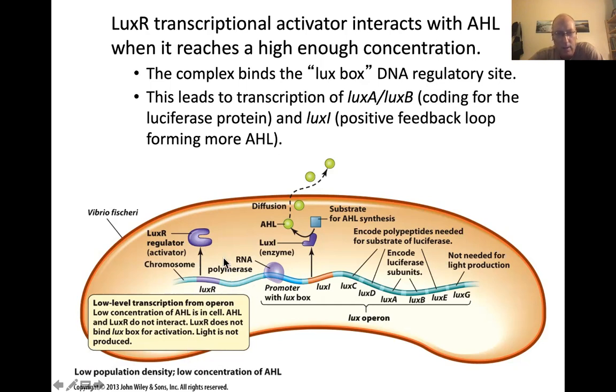Okay, so the effector molecule for LuxR is this AHL. Now, when this operon is expressed at low levels without the participation of LuxR, it makes this AHL. You can think of this as the constitutive level of AHL. But the thing about AHL is that it's fairly nonpolar, and it can diffuse across the membrane.